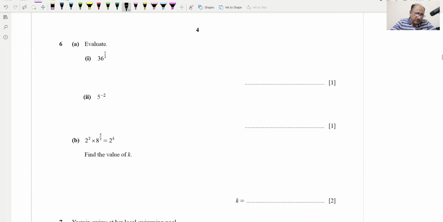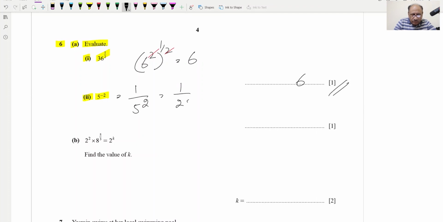Now question number 6, A part: we have to evaluate this, and this is an indices question. We can write 36 as 6 squared, and the whole raised to power 1 by 2. After cancellation, 6 raised to power 1 means 6. So this will be equal to 6. This will be a 1 mark part. For the second part, 5 raised to power minus 2, we can write it as 1 over 5 squared, and that will be equal to 1 over 25.